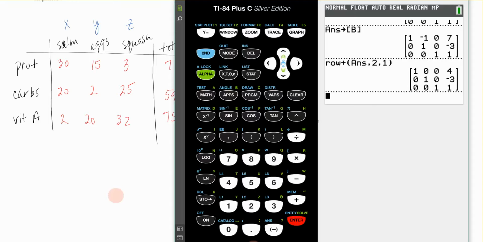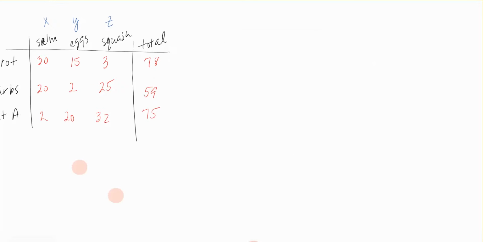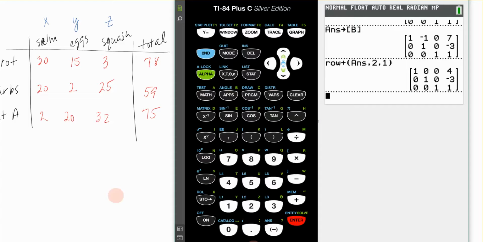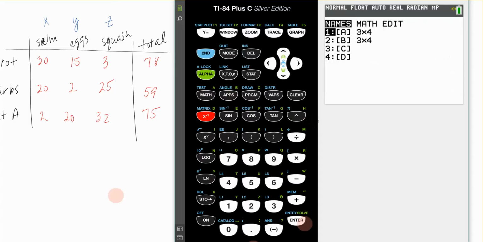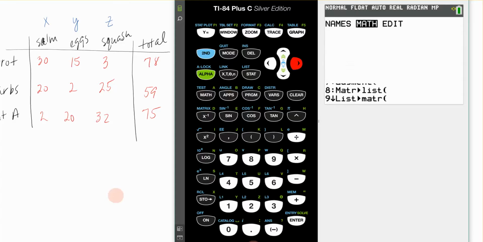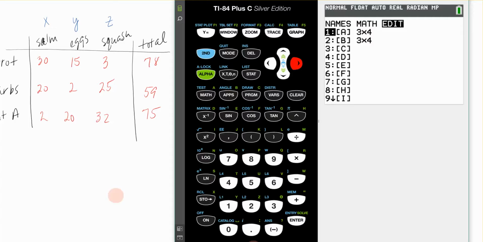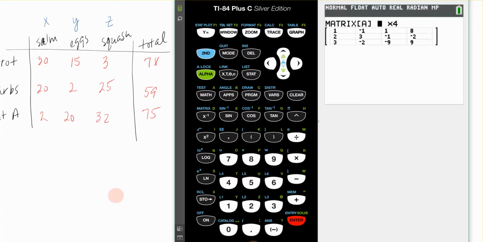If you don't remember how to do that, we're going to go in here and I'm going to do second matrix, and I'm going to edit. So I'm going to arrow over and edit number 1 because it's already a 3 by 4. I'm just going to enter the rows and the columns that you see here. Okay, so I entered our information from the problem into this matrix in the calculator.